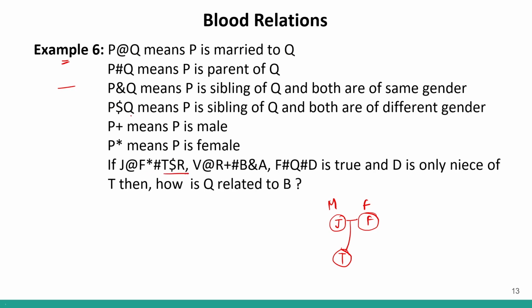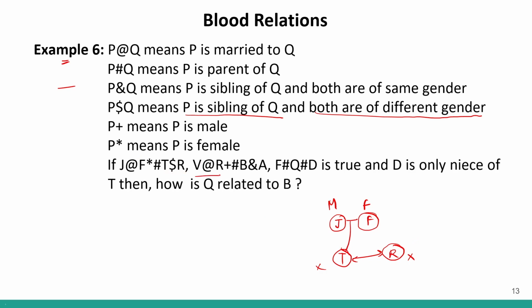T$R. T$R means T is the sibling of R and both are of different genders. So T is the sibling of R and both of them are of different genders. So I am drawing a simple cross to denote that the genders are different. Okay, the genders are different. Now, coming to this one.